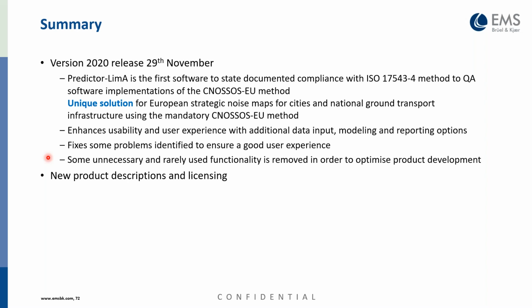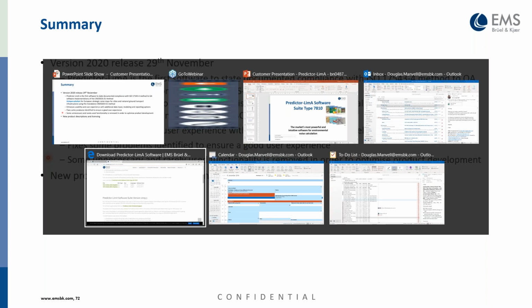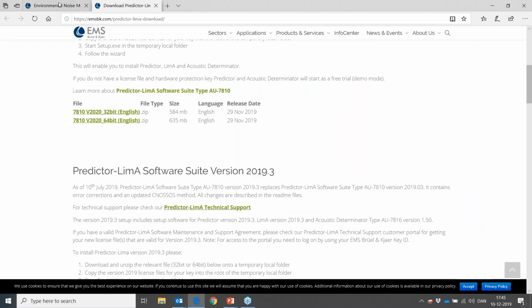Now, with this, we're changing the name of the software just to indicate that we have the version 2020 available. It does actually mean that we have new licenses. And I'm just going to open up a web page.